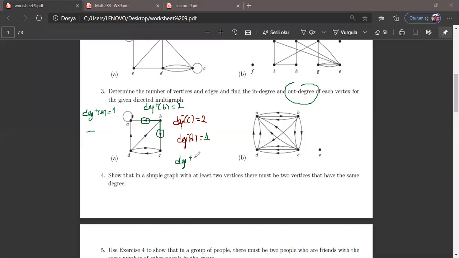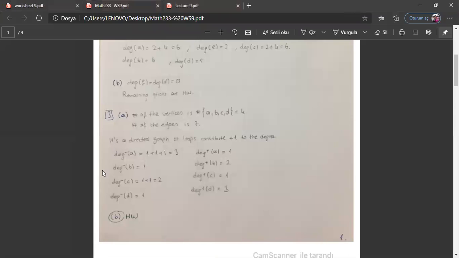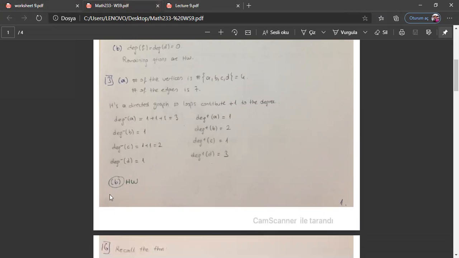What about C? Only this edge starts with C, so we have 1. And what about D? We have this edge and this one, so it's 3. Okay, so the answer is here. Okay, if you want to check again. Okay, so B is homework for you also.